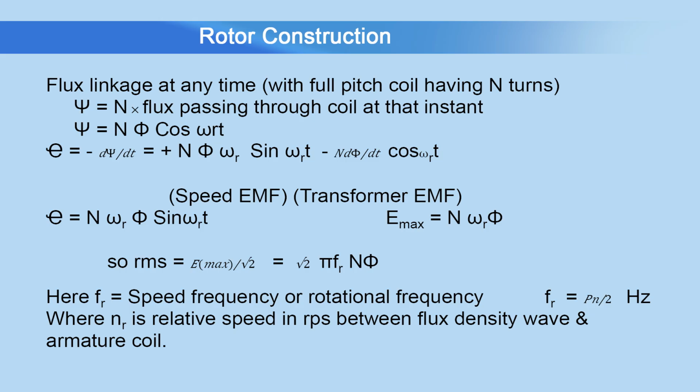What is the maximum value of this sin theta? When it is equal to 90 degree, it will be equal to 1. So, E max is equal to n omega r phi. In case of sine wave, we know that the RMS value is maximum value divided by root 2. So, on solving it is coming as root 2 pi Fr n phi. Now, what is Fr? Here Fr is the speed frequency or rotational frequency. Fr is given by P Nr divided by 2 hertz, where Nr is the relative speed in RPS.